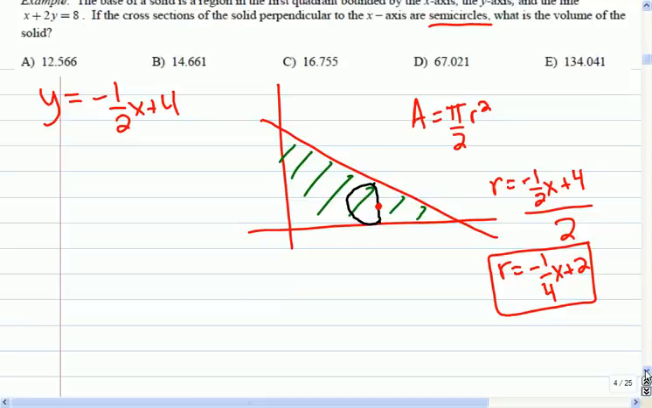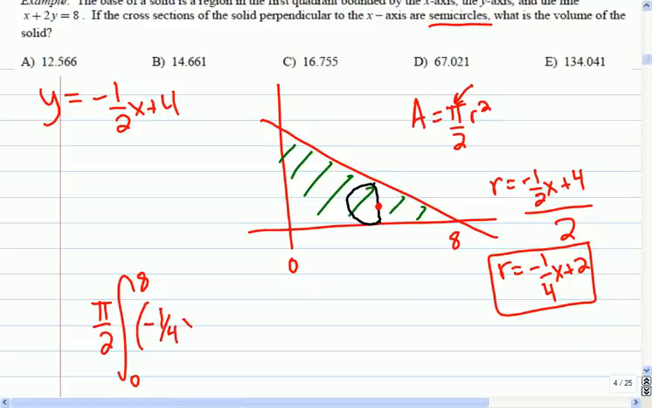Okay. So if I integrate this, pi over 2 is a constant that I can pull out. It goes from 0 here all the way out to 8. So that's going to be 0 to 8 for my bounds. And it's the radius squared, so it's going to be negative 1/4 x plus 2, all squared. And again, at this point, we can tell this was a calculator section because of the amount of decimals in there. Otherwise, there'd be a pi in the answer. So it'd be a safe bet to plug this in. I wouldn't bother simplifying it anymore. Your calculator can do the rest. So if we've got the integral set up properly, I believe that your answer is 12.566.